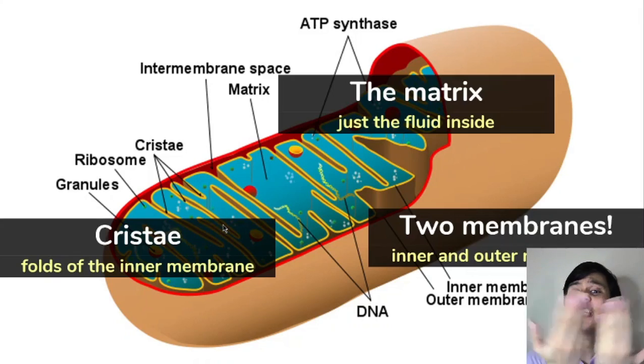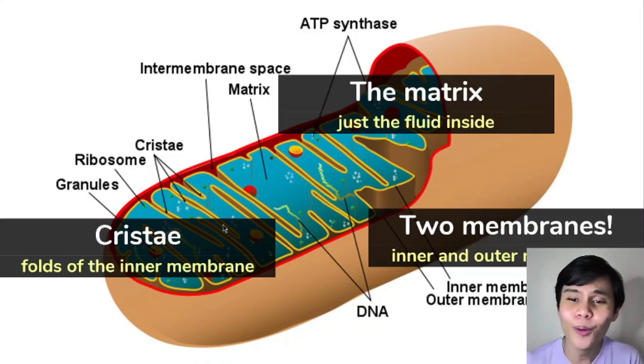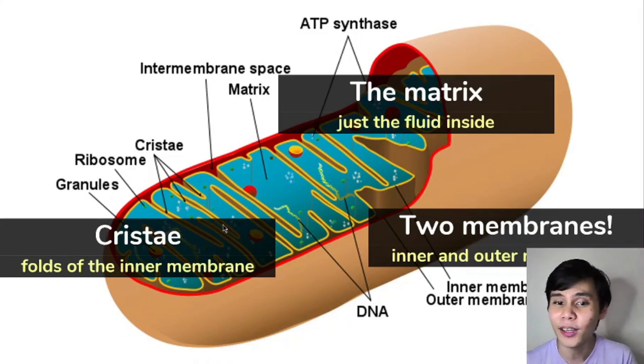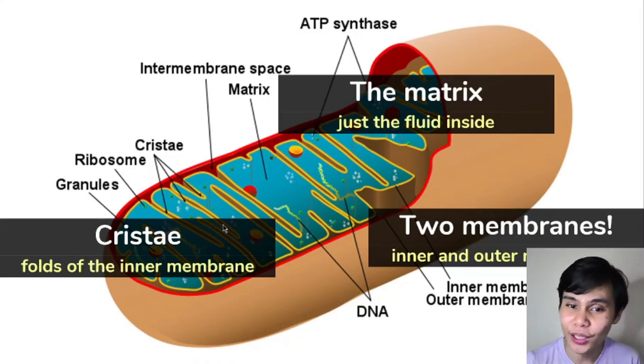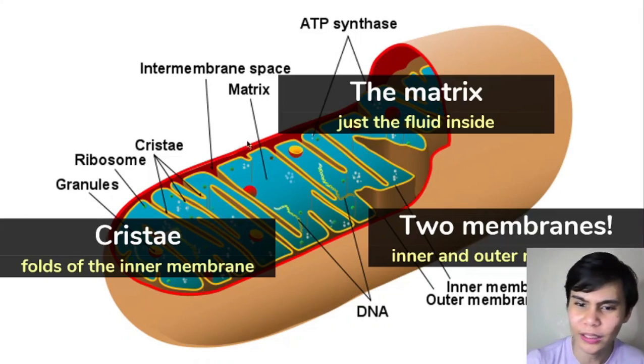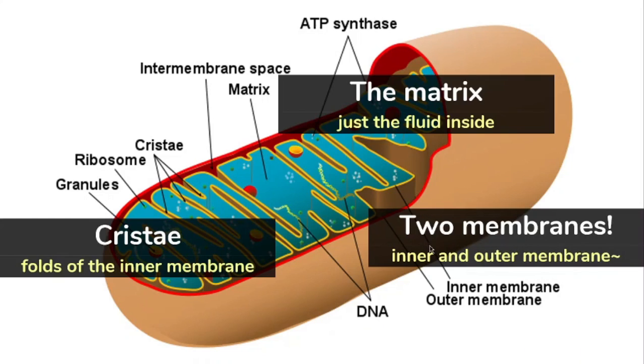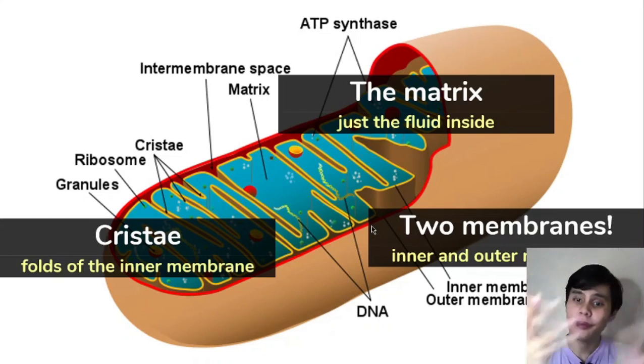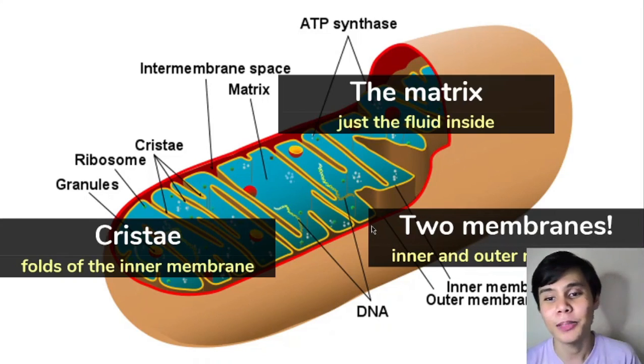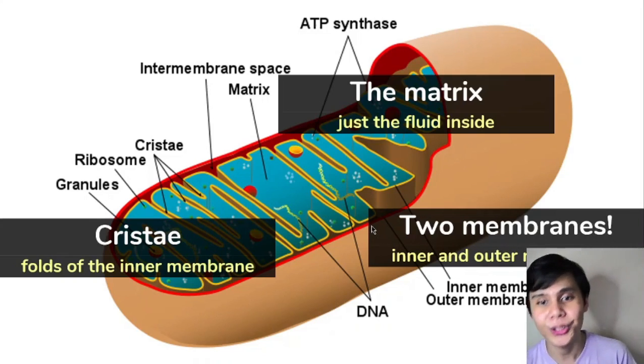These are the folds of the inner membrane, just like the thylakoids from the chloroplast. There's folds here, but in this case they're called cristae. They're not flattened stacks. And just like the chloroplast, there's an inner and outer membrane. So we have some similarities between the chloroplast and the mitochondria.